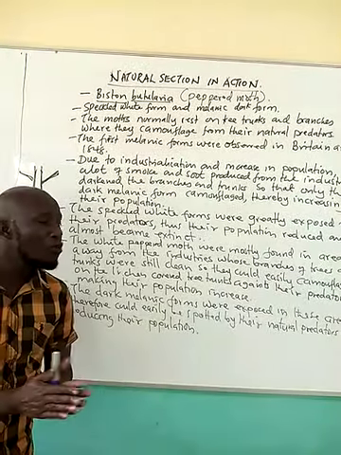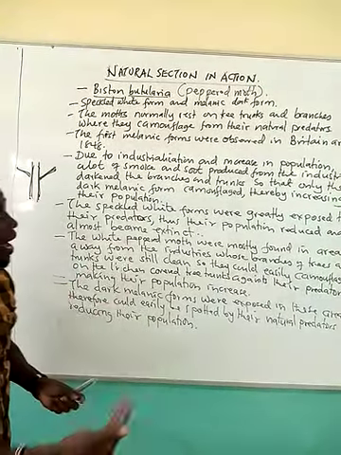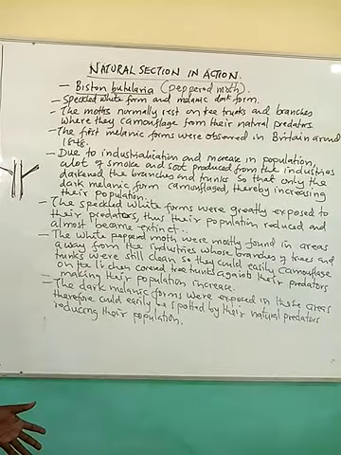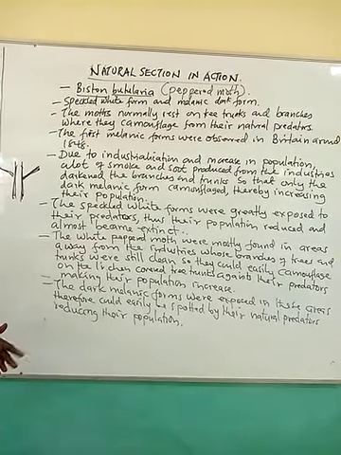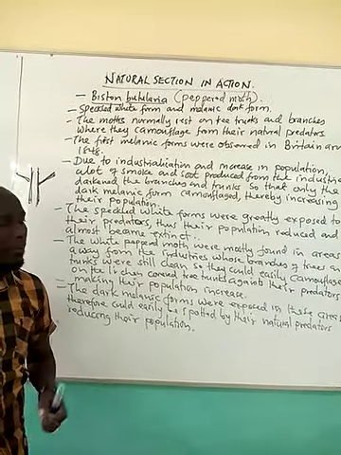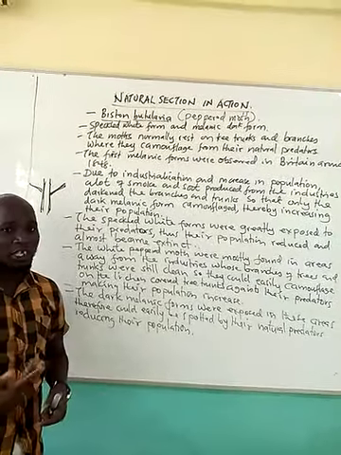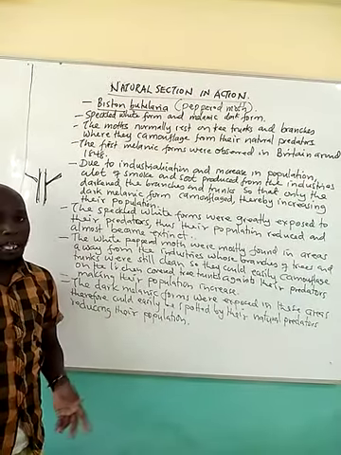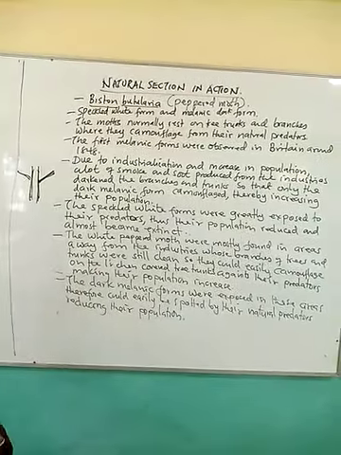Later on, we may look at other things that are happening, like resistance to diseases due to mutation. We can even see, let's say, a disease that was being treated by a particular drug can now not be treated. That is also an example of natural selection in action.